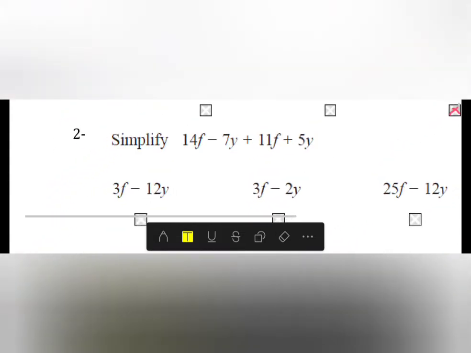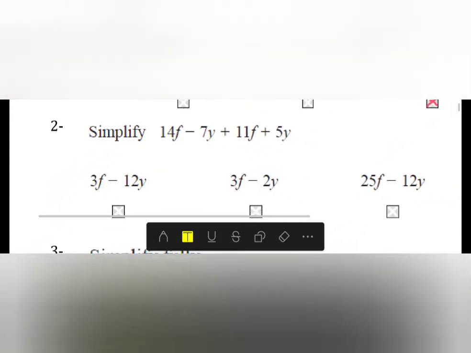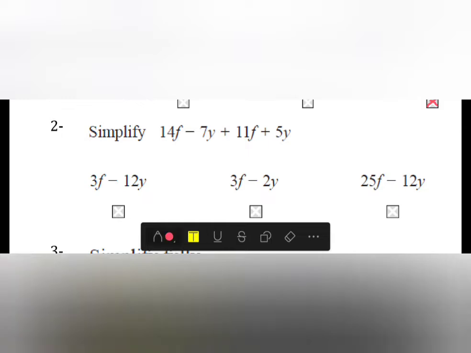Question 2. Simplify 14f minus 7y plus 11f plus 5y. In this question, we have to add the like terms together, the ones which are like each other. Here we have f, and here we have f, so we add them together. And by adding means working out together. If it's addition, we add them.